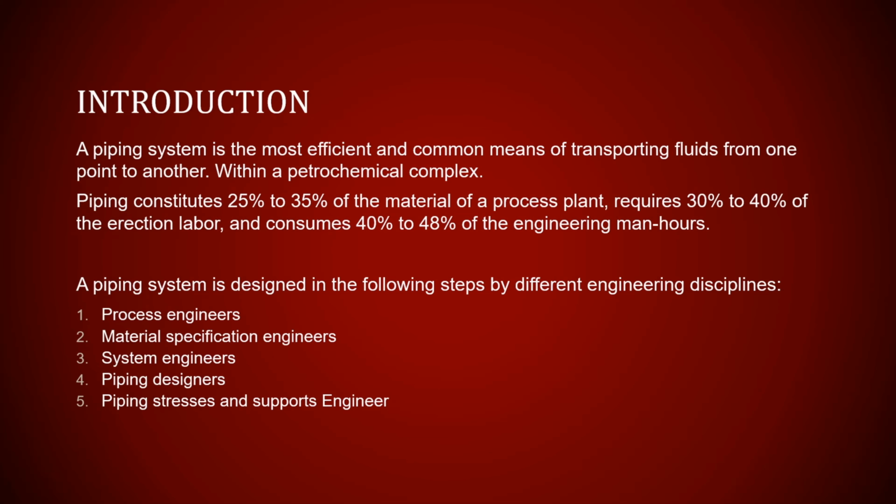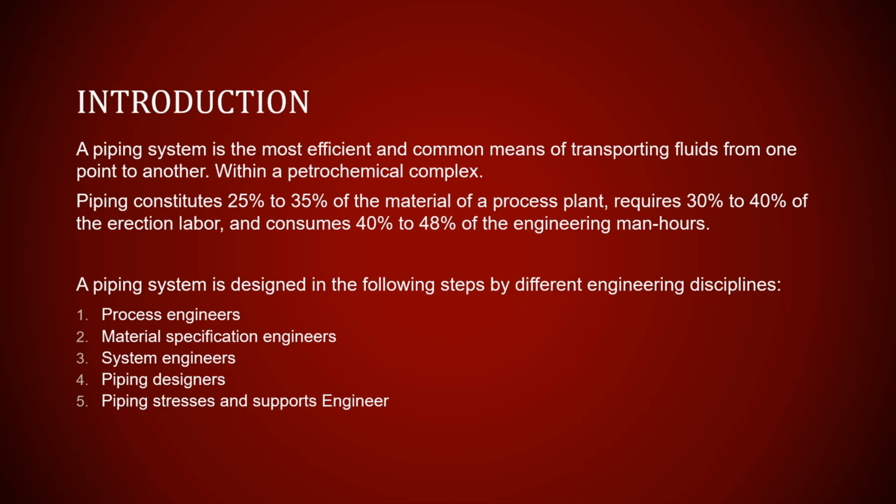In petrochemicals or in the process plant, piping constitutes 25% to 35% of the material of the process plant. It requires 30 to 40% of erection labor. It consumes 40 to 48% of engineering man hours. This is for process plant. For power plant, it requires 20% to 25% of the material and 30 to 35% of engineering man hours. Those power plants have more equipment, which is more expensive.